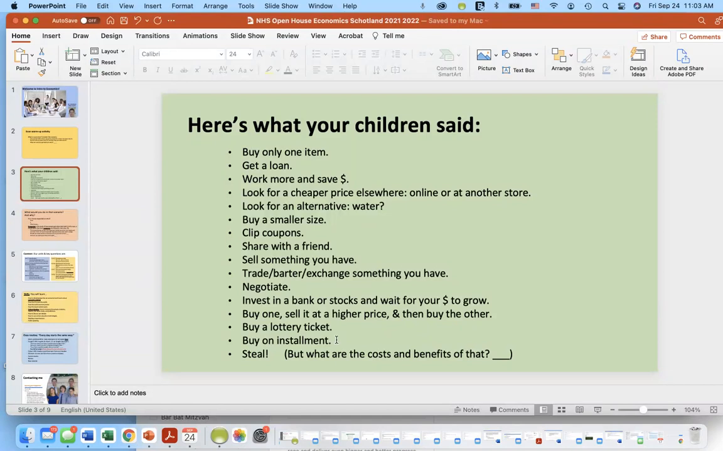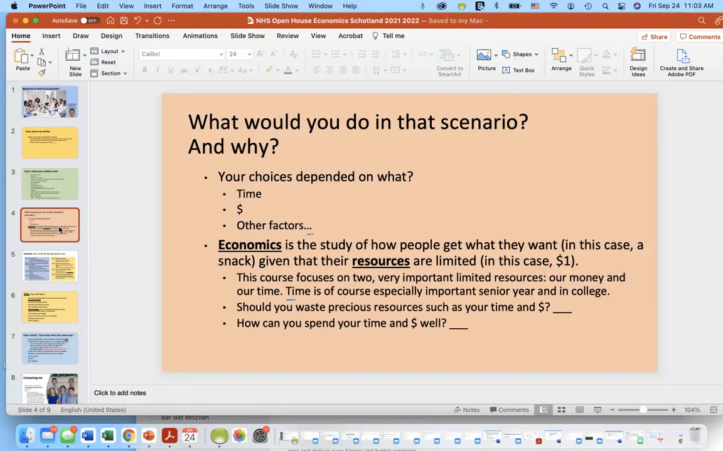All right. And we say, okay, but economists look at costs and benefits. What would the cost and benefit of stealing the chips be? And we have fun with that. So, what would you do in that store scenario and why? Your choices depended on what? And lots of times our choices depend on how much time we have, how much money we have, and other factors. And this is what we do in economics.